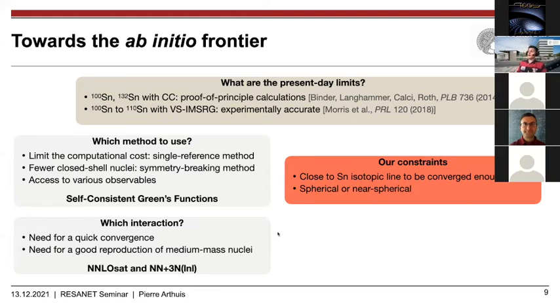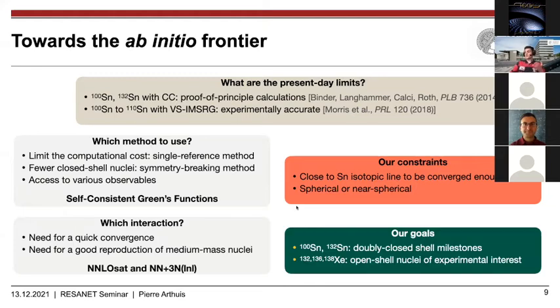And then the constraint that we had were that, well, if you want to go further than tin, that is fine, but probably you don't want to go too far either to still have good chances to converge everything. And because our method is symmetry breaking, but only breaks the particle number symmetry, that means we can't do deformed nuclei, so we have to stick to spherical or near spherical nuclei. If the deformation is very low, then that shouldn't be a problem, but we are not able to qualitatively reproduce deformed nuclei with self-consistent Green's function at the moment.